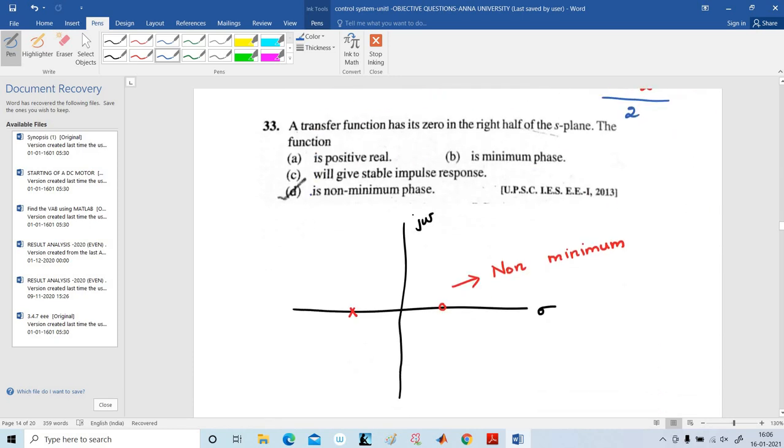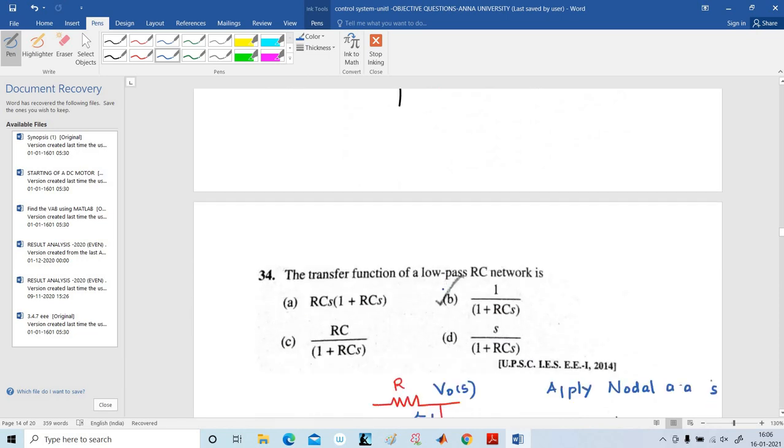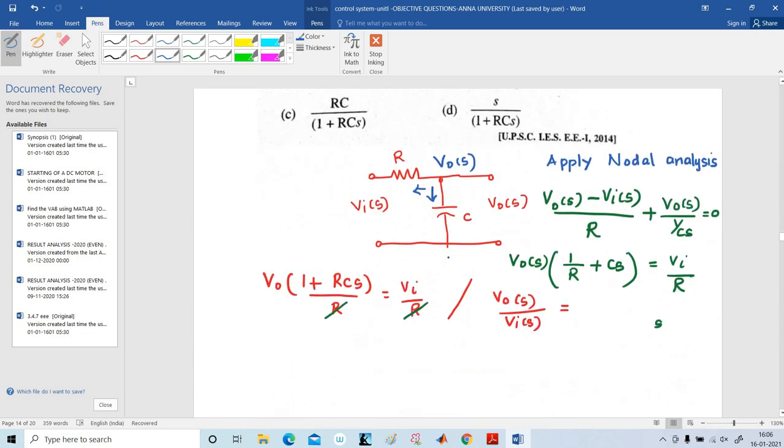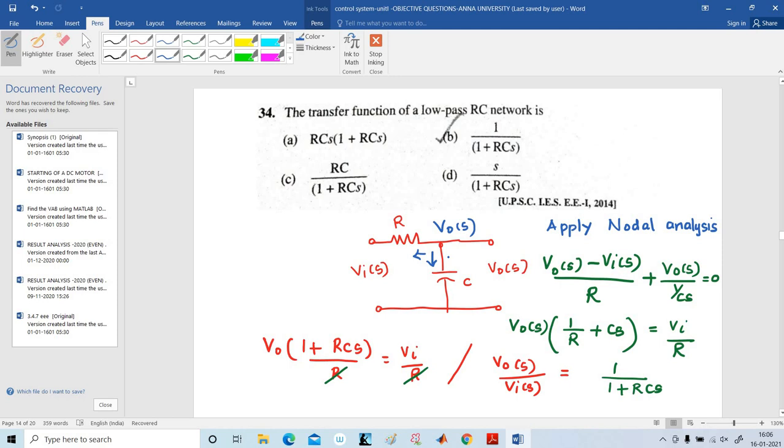Next problem. The transfer function has a zero on the right half of the S-plane. Normally, when all the poles are in the left half of the S-plane, we can say it is a stable system, but this is the unstable system, otherwise known as non-minimum phase. Here the pole is in the left half and the zero is in the right half, so we can say that it is a non-minimum phase system.